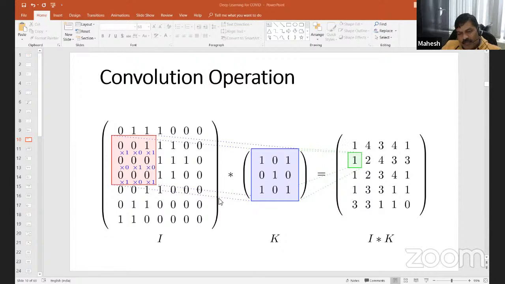Okay. So this is the convolution mask. Actually, this idea came from the signal and system course of electronics or electrical engineering. People study the signal and system course, so there they have to use a convolution mask.